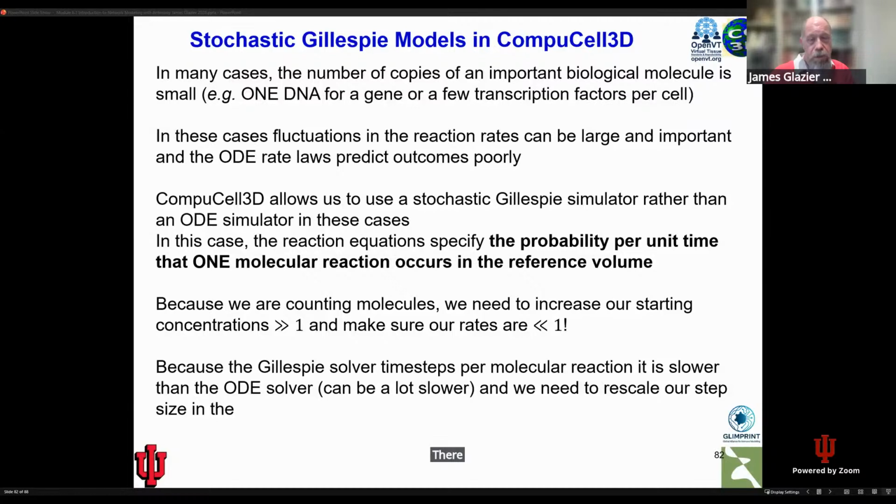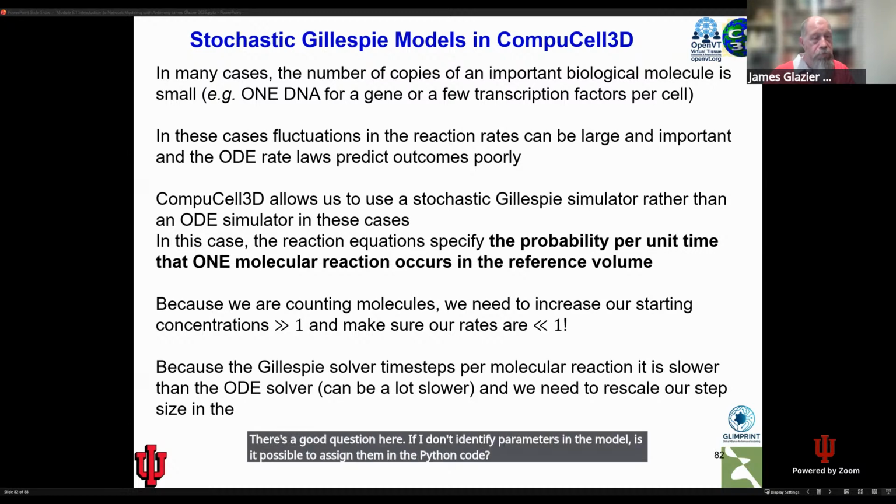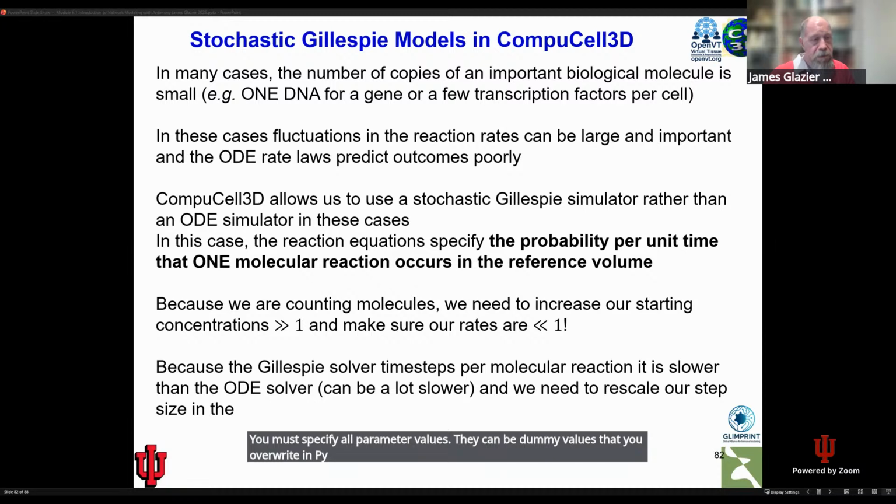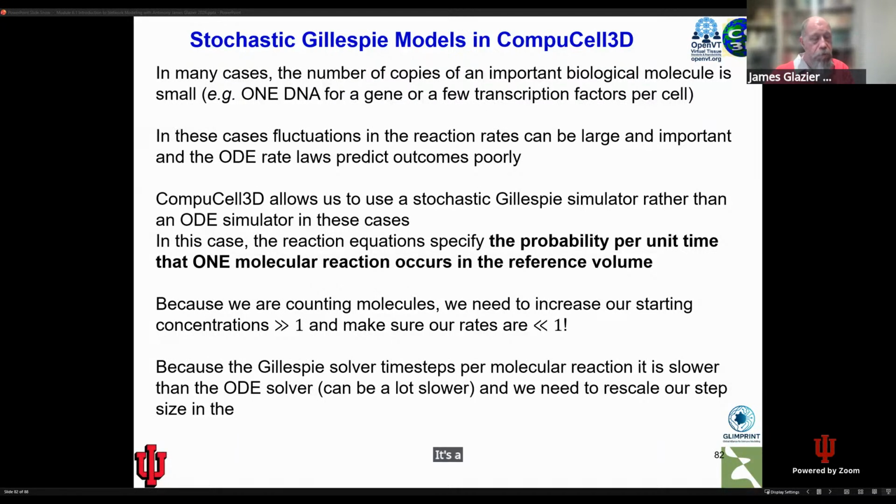There's a good question here. If I don't identify parameters in the model, is it possible to assign them in the Python code? The answer is no. You must specify all parameter values. They can be dummy values that you overwrite in Python, but they must be specified. Otherwise, when you load the model, it will crash. It's a requirement in Antimony that all parameter values be specified.